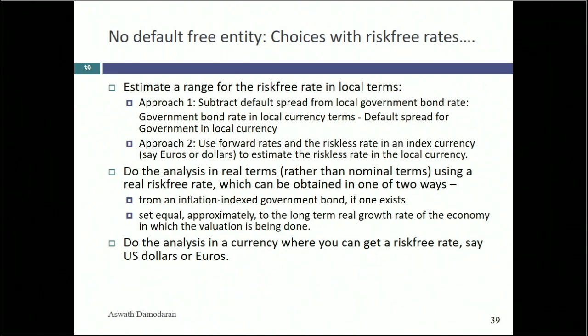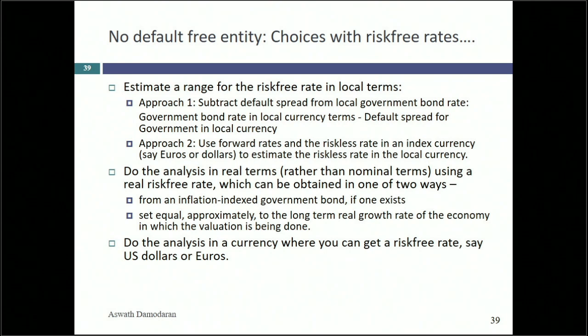So if you have no default free entity, here are your choices. One is to do just what I did, take the government bond rate and subtract out a default spread to come up with the risk-free rate. The second is to actually do your analysis in real terms. That way you don't have to deal with the local currency. The third is to do the entire analysis in a different currency.